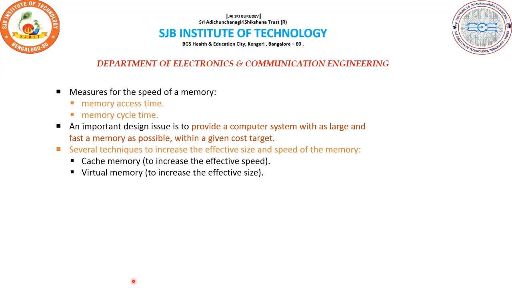Another important topic, which you are able to see on the screen, is the measures of the speed of the memory. One is known as the memory access time, and the other one is known as the memory cycle time. So what is the memory access time? Memory access time is a useful measure of the speed of the memory. It measures the time that elapses between the initiation of an operation and the completion of that particular operation.